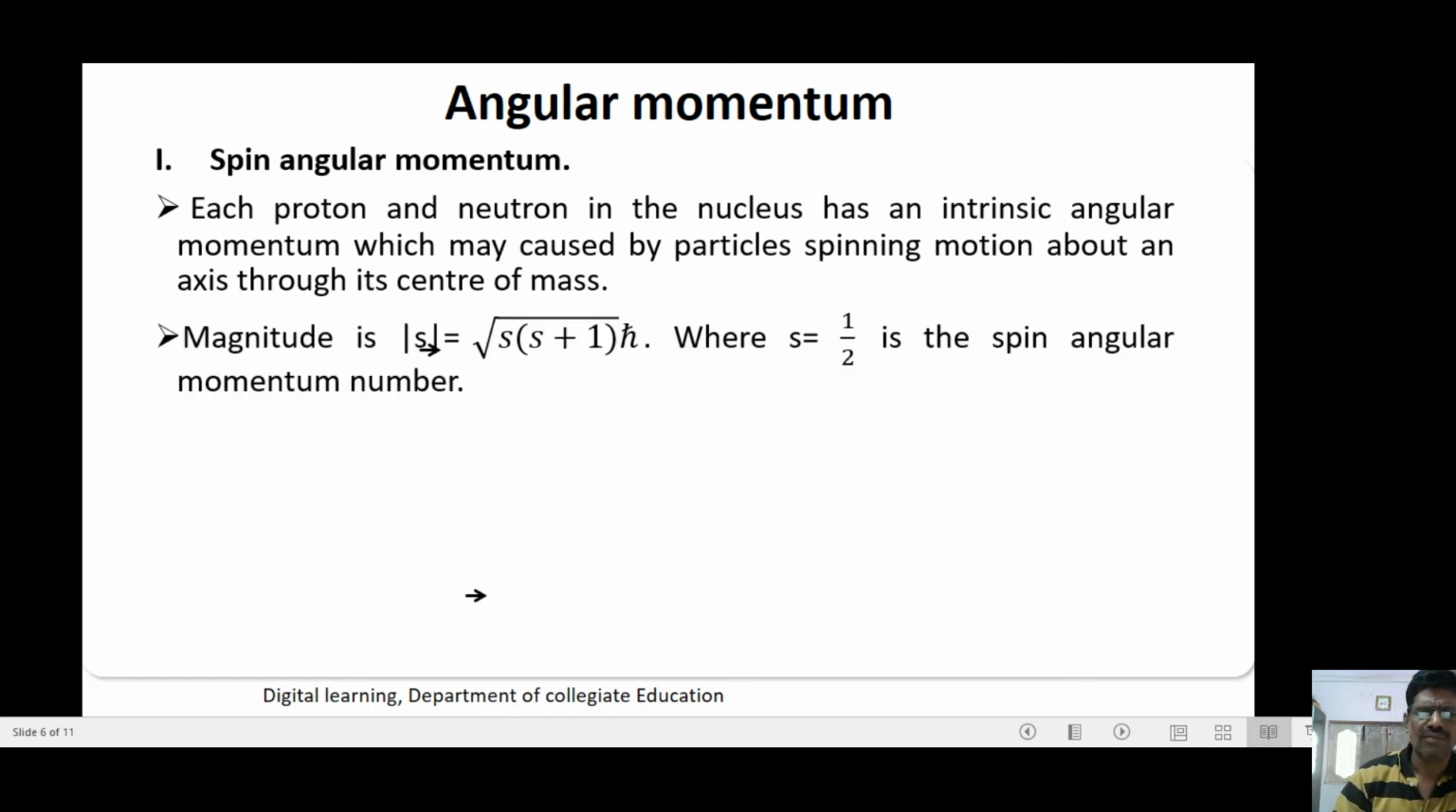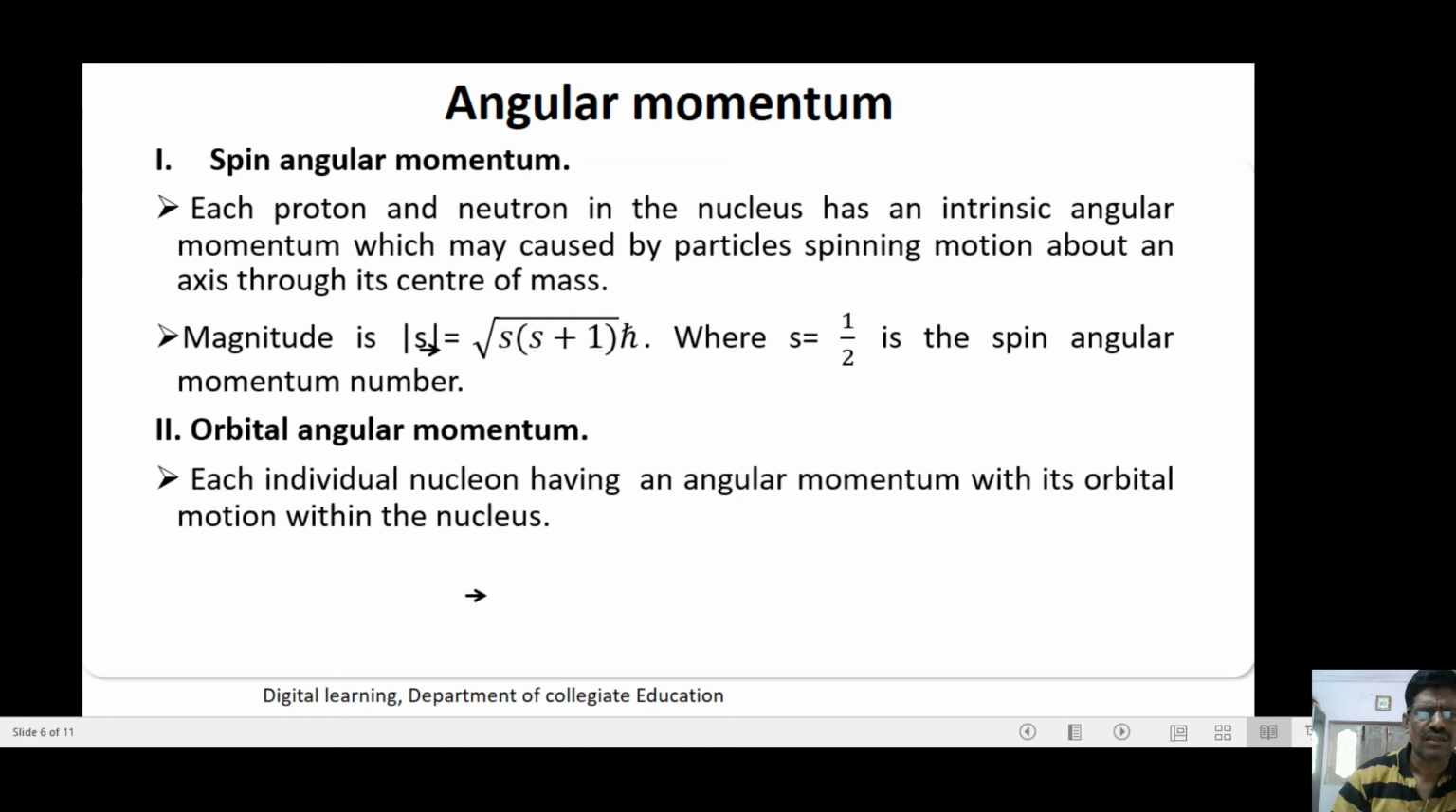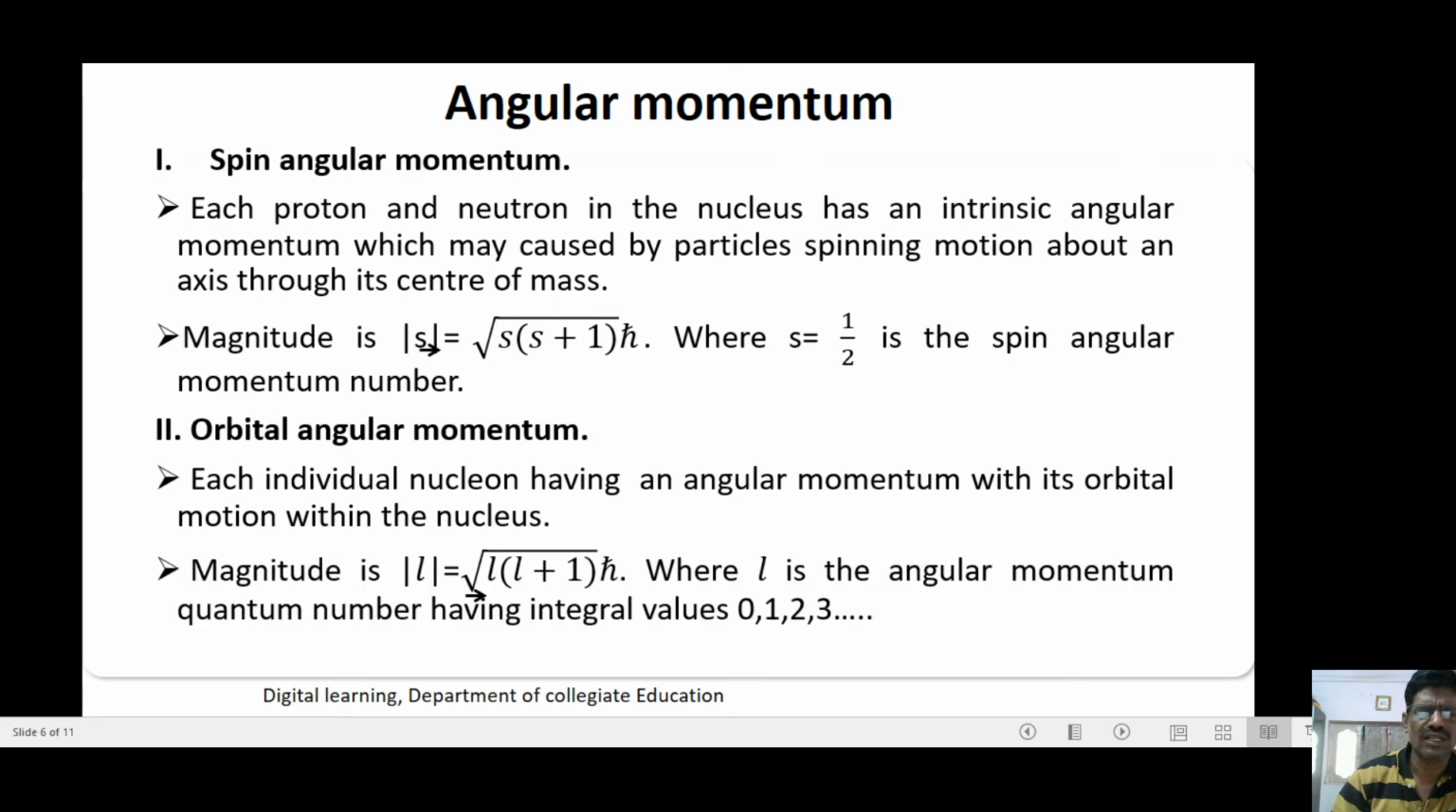Magnitude of S equals root of S into S plus 1 h cross, where S is equal to half is the spin angular momentum number. Orbital angular momentum. Each individual nucleon has an angular momentum with its orbital motion within the nucleus. Magnitude of L is equal to root of L into L plus 1 h cross, where L is the angular momentum quantum number having integral values 0, 1, 2, 3.